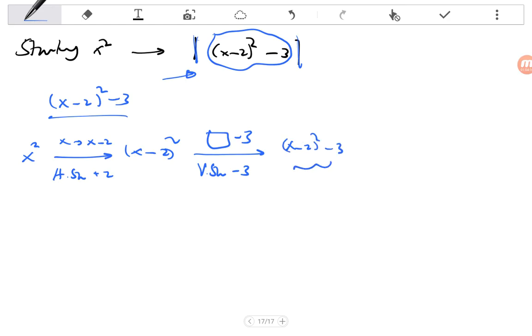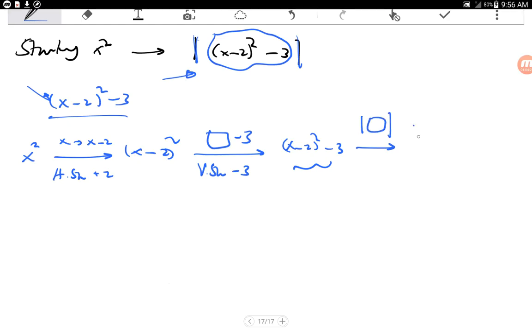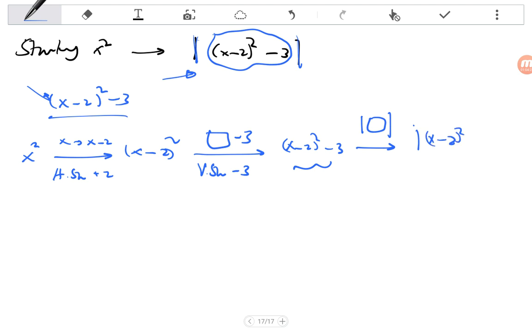Now I have arrived at that form. The last step is easy: put the whole function inside the absolute. So that will be absolute of x minus 2 all squared minus 3, like this. Okay, and that is absolute reflection.